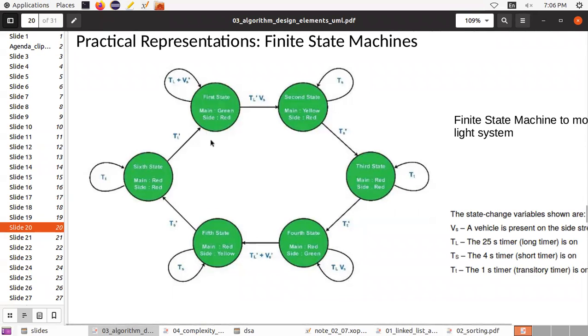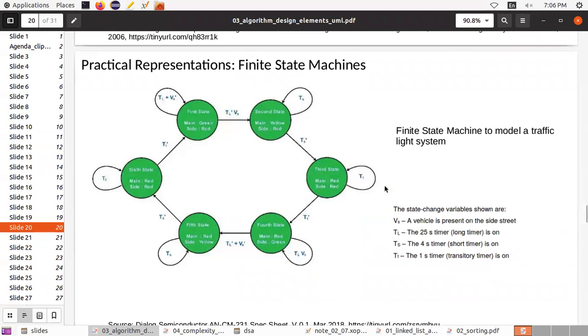This is another finite state automaton to represent the traffic light system. Okay. When should a particular traffic light be red? When should a particular traffic light be green or yellow? Again, I'm not going to go through these details. This is not very necessary for us, but it's fairly straightforward to understand if you go through it. Okay, there are many states. So there are 6 states here.